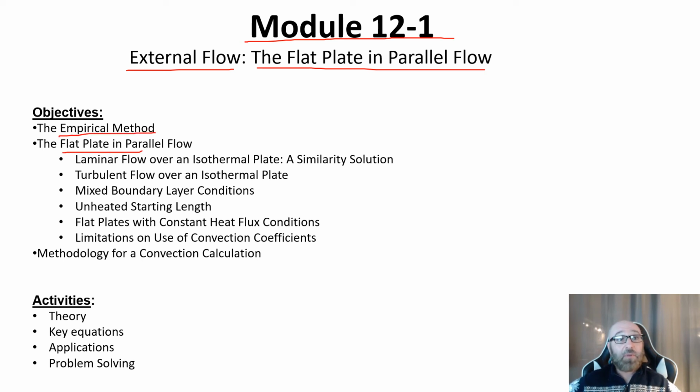Talking about the flat plate and parallel flow, within that we're going to look at laminar flow over an isothermal plate, and turbulent flow over an isothermal plate. Then we'll look at mixed boundary layer conditions, moving on to unheated starting length, and from there go to flat plates with constant heat flux conditions. And then finally look at our limitations on the use of the convection coefficient. So we're covering all these different areas and scenarios within our flat plate and parallel flow.